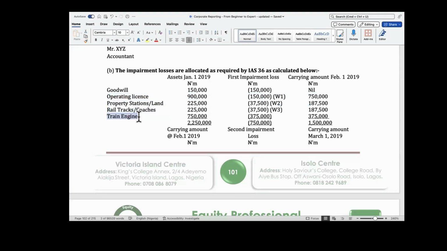So why did I ignore it? Of course, that means you understand it since you refuse to ask. So tell me, why did I not allocate impairment to the remaining one twin engine? Because we said we are going to allocate impairment to the remaining on a pro rata basis. So why didn't we allocate to the remaining one twin engine? Anybody?